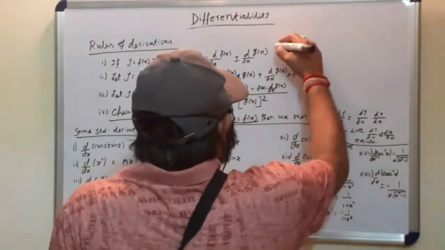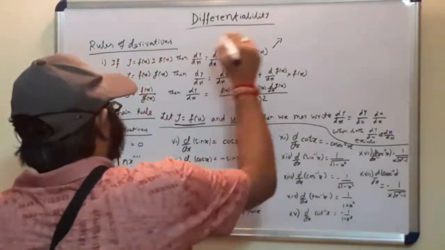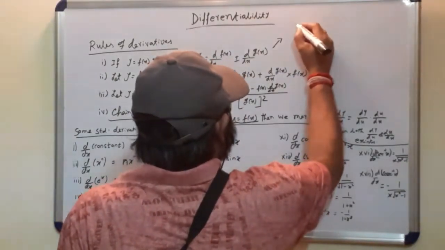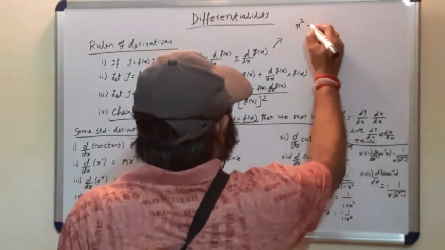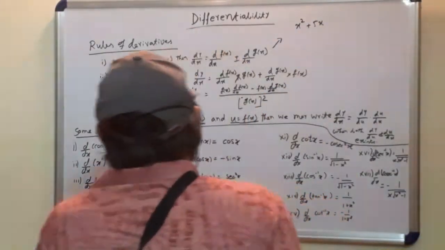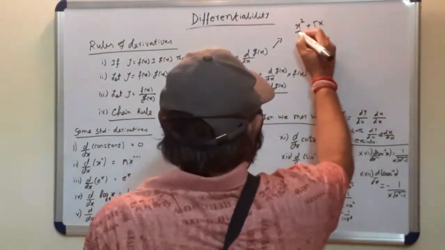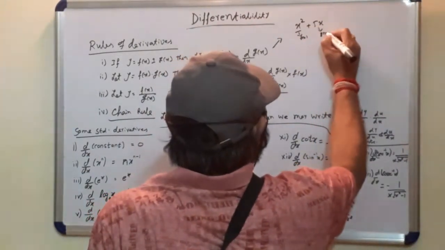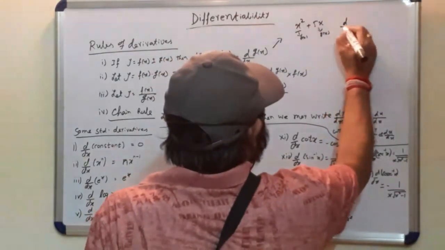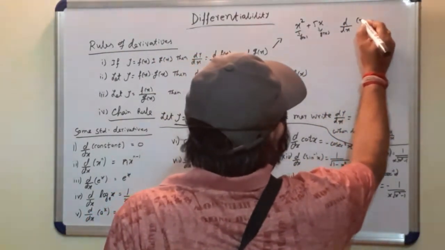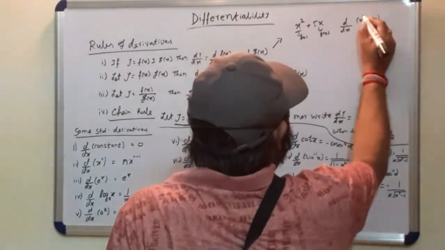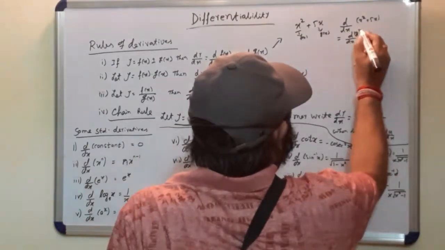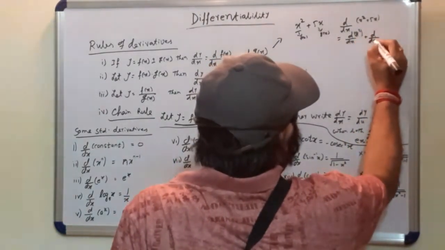Now I am giving an example for the first rule. Say there is a function x square plus 5x. We can consider x square as fx and 5x as gx. Now what would be its derivative? That is d dx of x square plus 5x, which is equal to d dx of x square plus d dx of 5x.